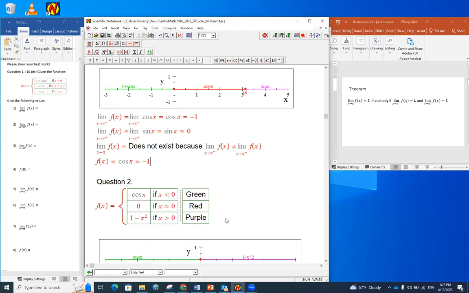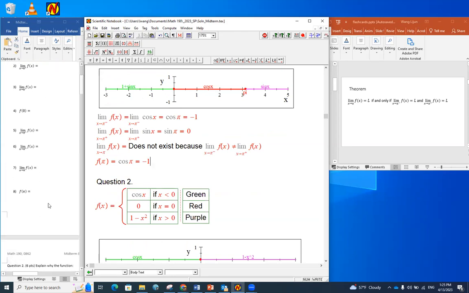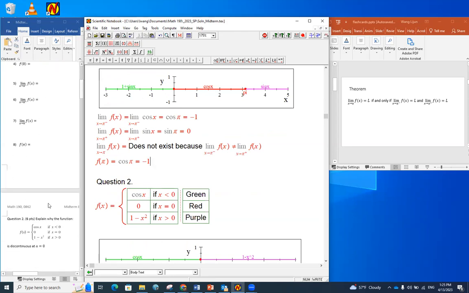Okay, the second question is about continuity. We want you to explain why the function is discontinuous at a equal to 0, at the point equal to 0.